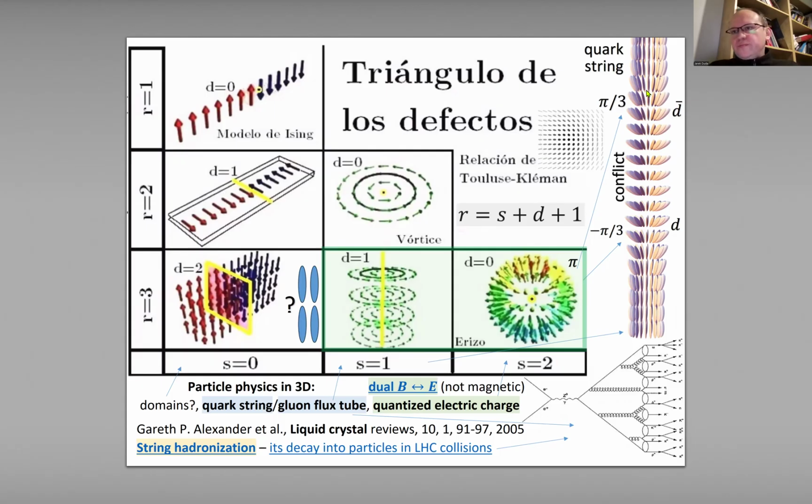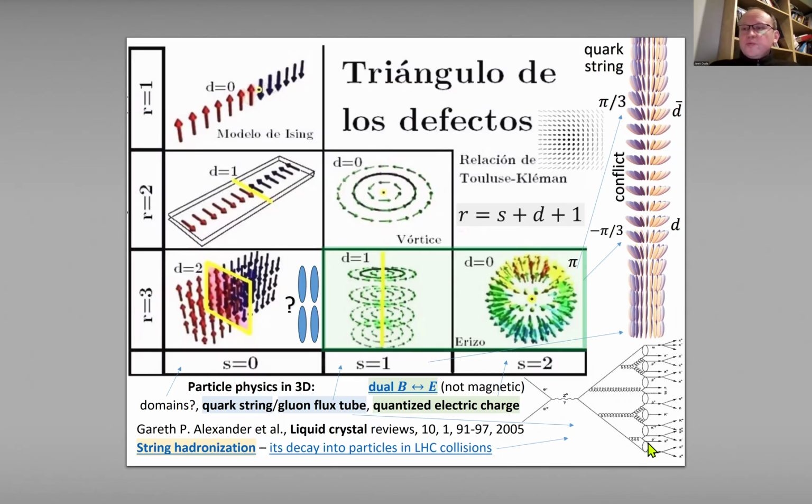We can do it, but there is some problem. We perform fractional rotation, but there is a conflict between them, and this conflict will have linear energy per length. This way we get this Cornell potential: we have the Coulomb interaction, then linear dependence between them. These quark strings are also used in so-called string hadronization. They believe that, for example, in LHC collisions, there is created this quark string, and it decays into particles.